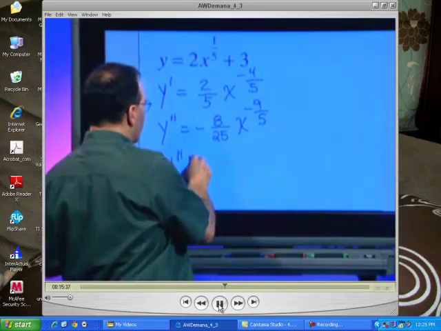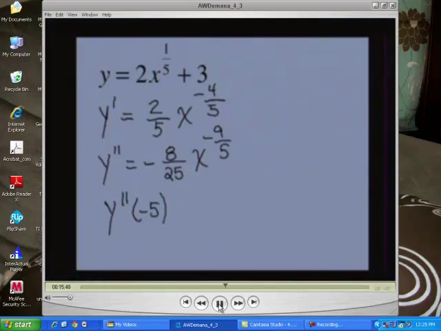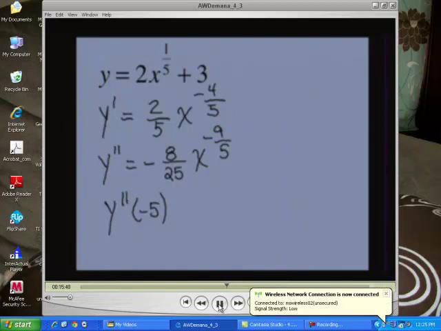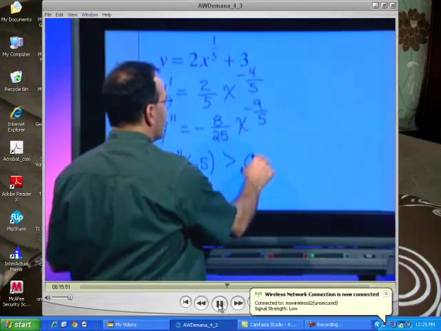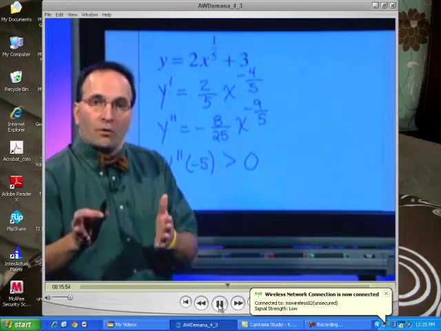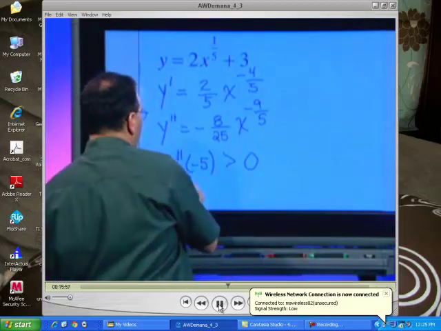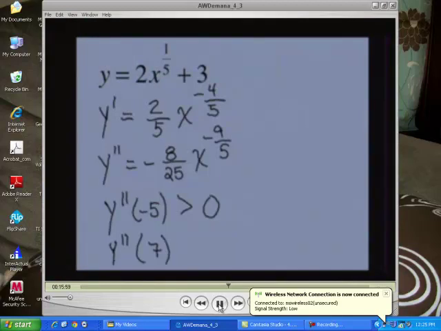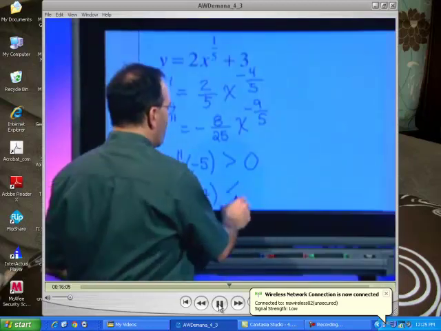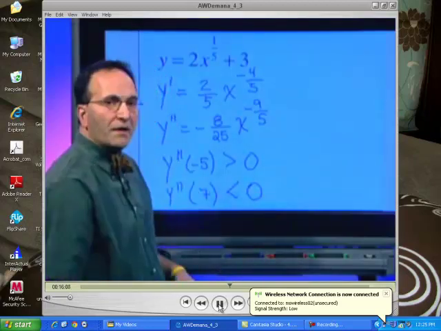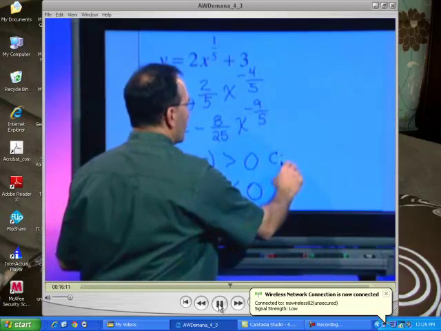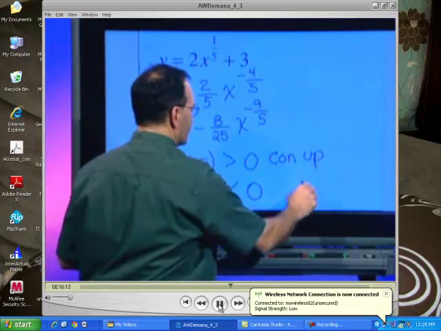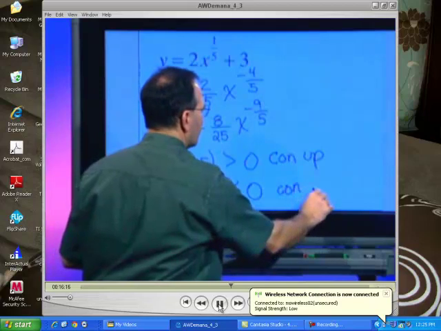Y double prime for any negative number, for instance, negative 5: when we plug a negative in here and raise it to that whole power, it's still going to remain negative. Multiplied by the negative, that means this is positive. By the same reasoning, if we take y double prime of some positive number, for example 7, it's still positive here times this negative, so this will be negative. What that tells me is that this is going to be concave up, and this is going to be concave down.